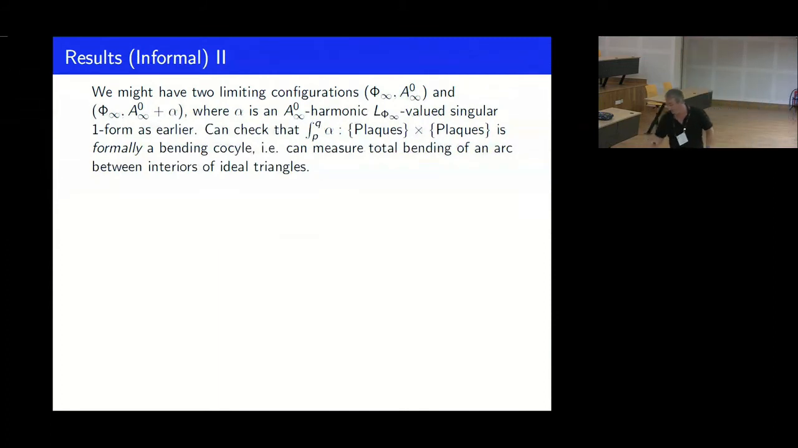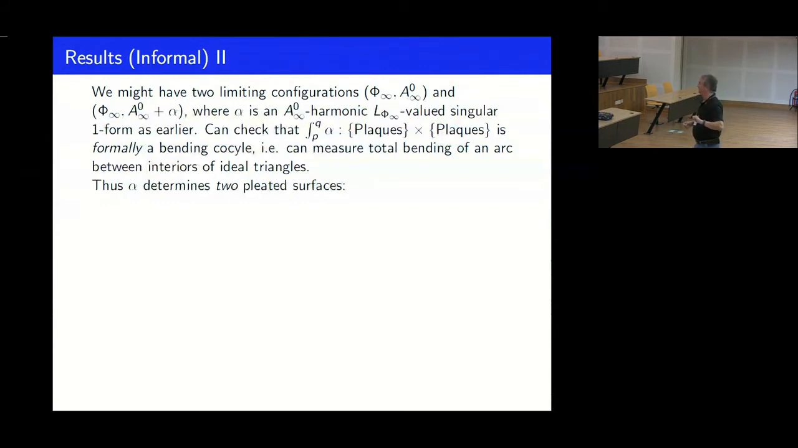Now, you can check that that integral is formally a bending cocycle. Bending cocycles are characterized by some properties. This is formally a bending cocycle. So I can formally talk about the total bending of an arc between interiors of ideal triangles.